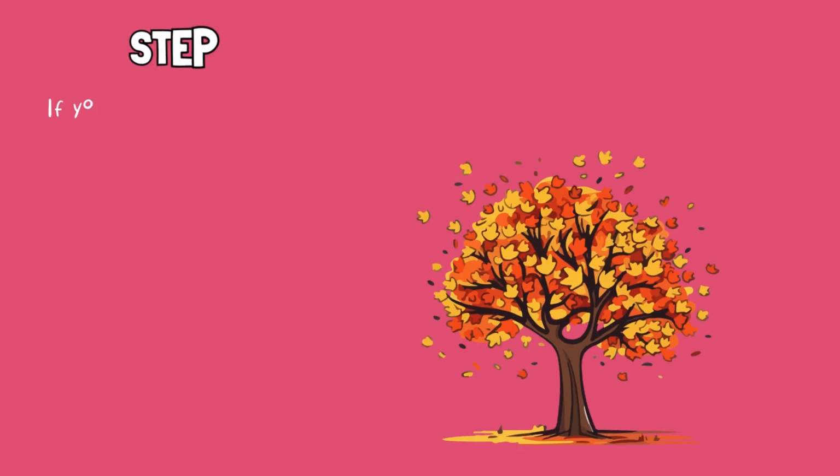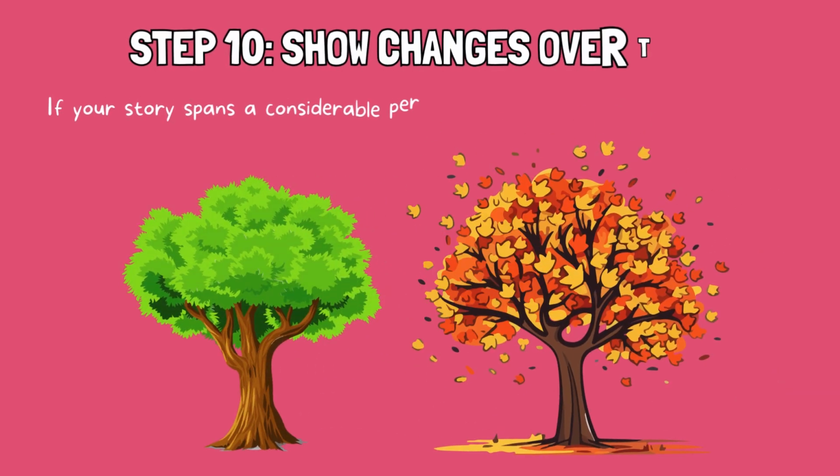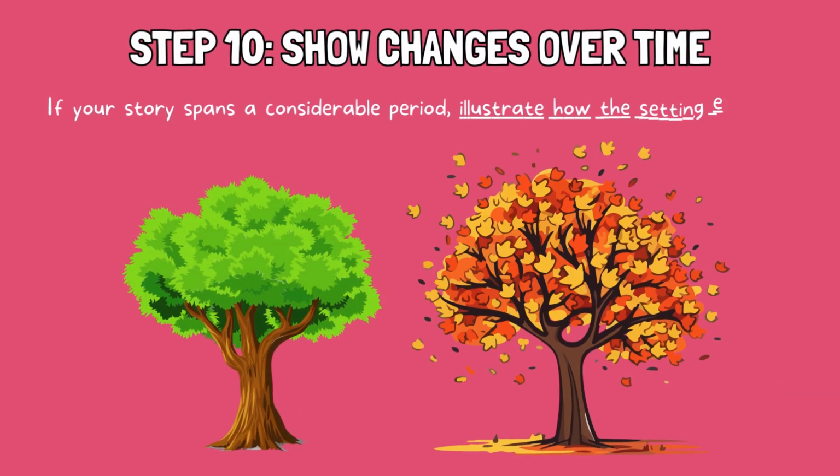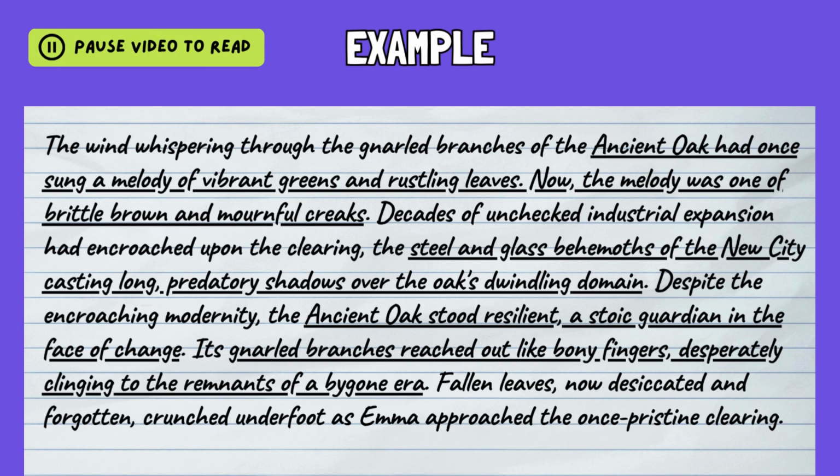Step 10. Show changes over time. If your story spans a considerable period, illustrate how the setting evolves. This could include seasonal changes, urban development, or natural transformations. Take a look at this example setting description.